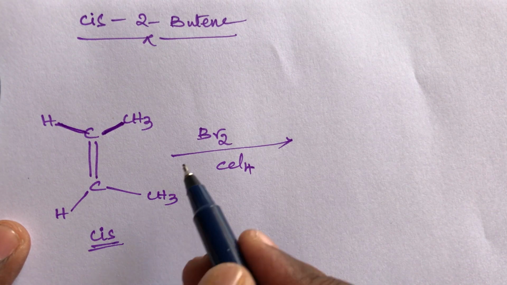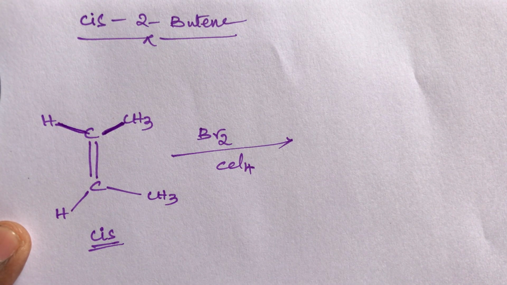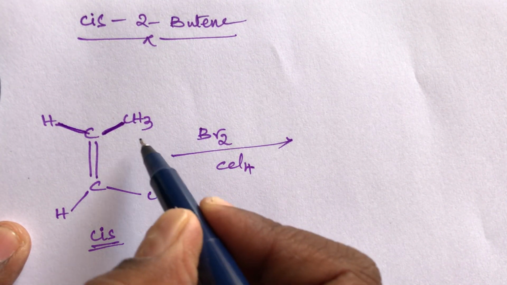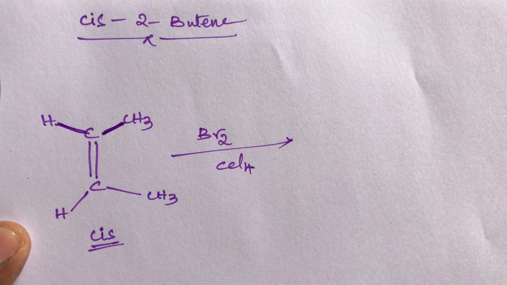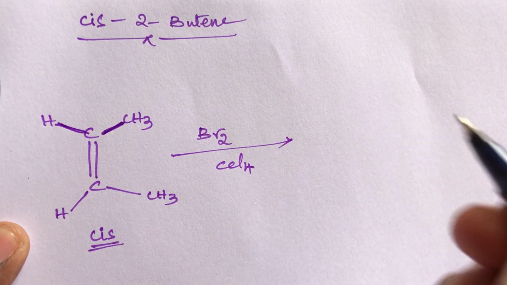So here now, cis-2-butene. Why cis? Because of two methyl groups on the same side. This is a cis compound. Cis-2-butene will undergo halogenation. So here two bromines are there. The two bromines will attack opposite to each other. That means anti-addition reaction. Two bromines will attack opposite sides.